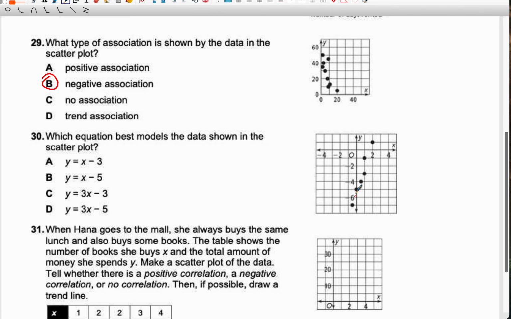Y equals x minus 3. So if I start here at minus 3 and I have a slope of 1, that does not model the data very well, because the ends are too far away from the middle. You've got 2 dots above and 4 dots below, so I don't like that at all.